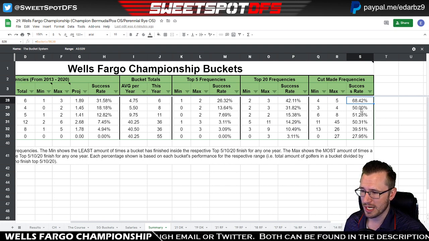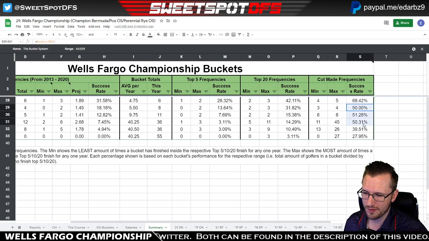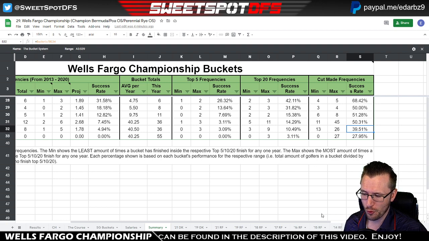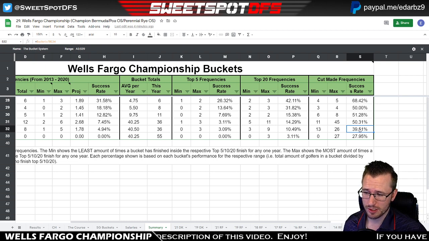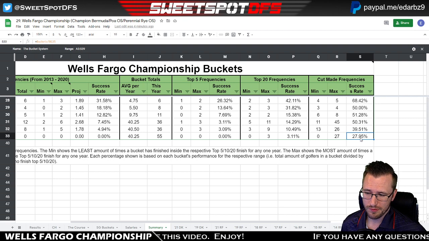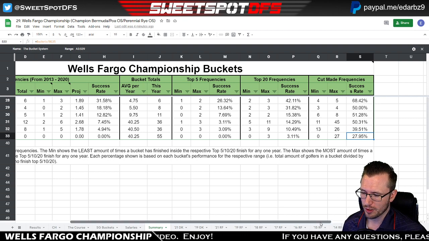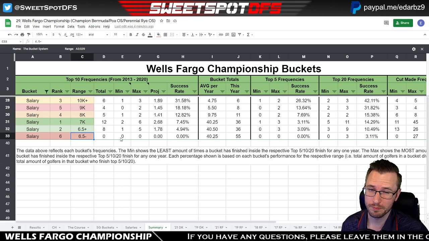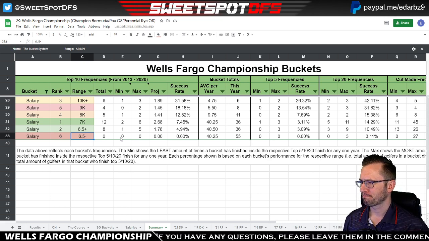I mean, your 9K bucket, your 8K, and your 7K bucket, all at 50%. That high 6K bucket, it's around 40%, so it's not terrible. But there is a lot of risk to be had choosing golfers from that bucket. And then 27.95 for this bucket here, which might not be the best bucket to choose from.